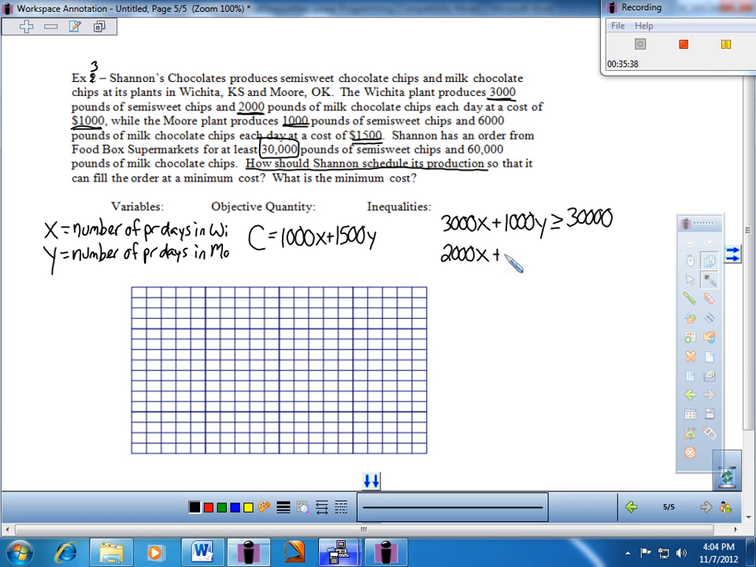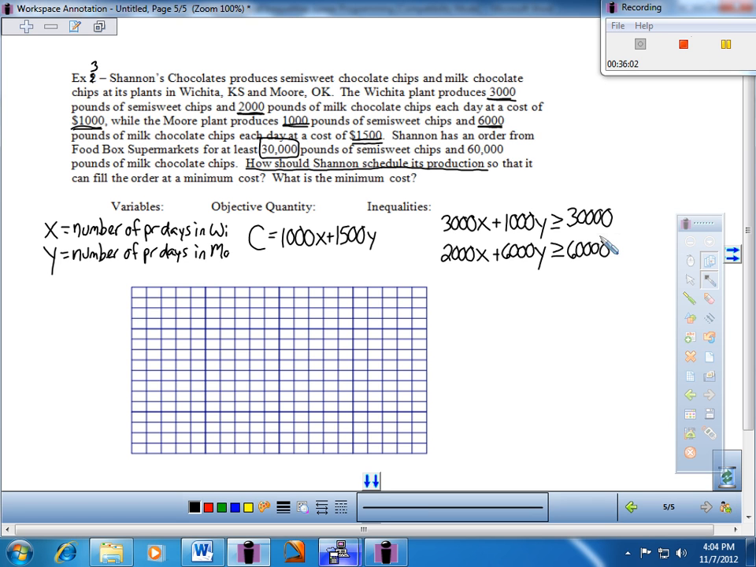and let's see, where's the other piece that's missing? So here it is, getting milk chocolate chips from the Moore plant, and 6,000 pounds of it every single day. So 6,000 pounds times the number of days that that Moore plant is open. And we have to get at least 60,000.